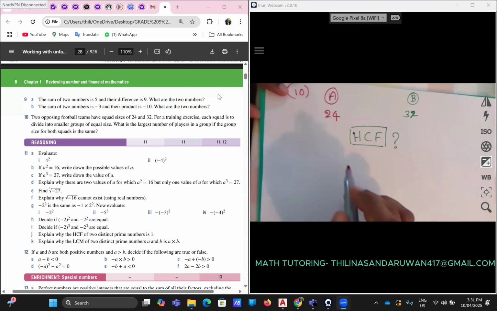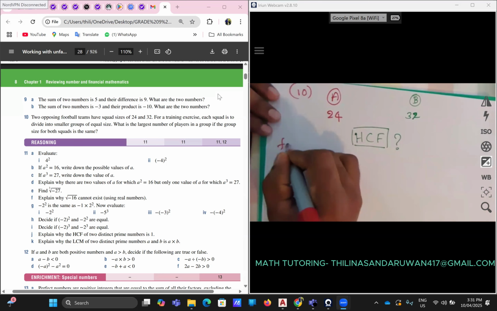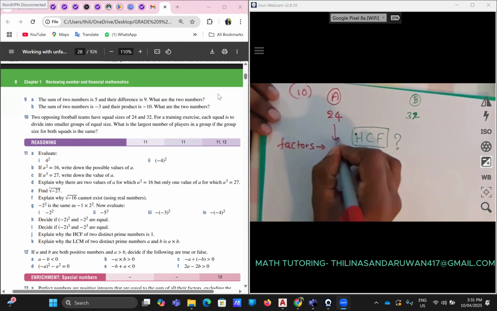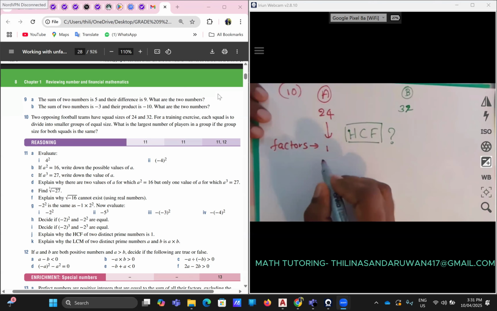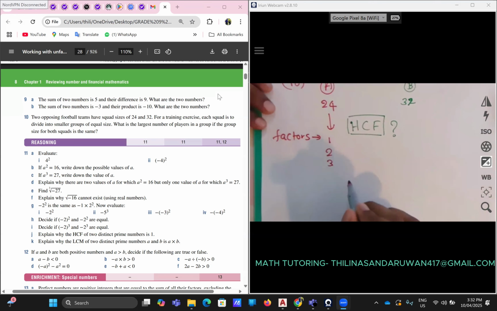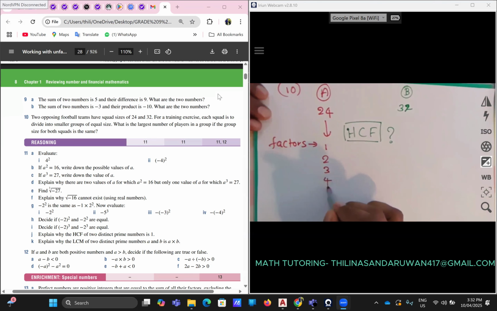What are the factors of 24? 1 is definitely a factor, 2 is a factor, and 3 is a factor. 4 is also a factor because there is no balance; the balance is 0 when divided by 4. When we divide 24 by 5, the balance is not 0, so 5 is not a factor. 6 is a factor, 7 is not, 8 is a factor, 9 is not, 10 is not, 11 is not, 12 is also a factor, and 24, because the number itself is also a factor.